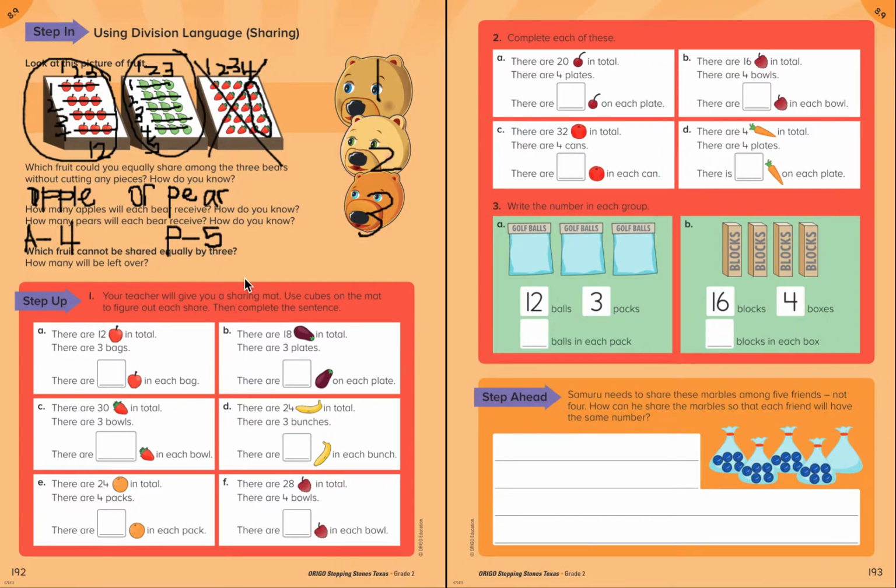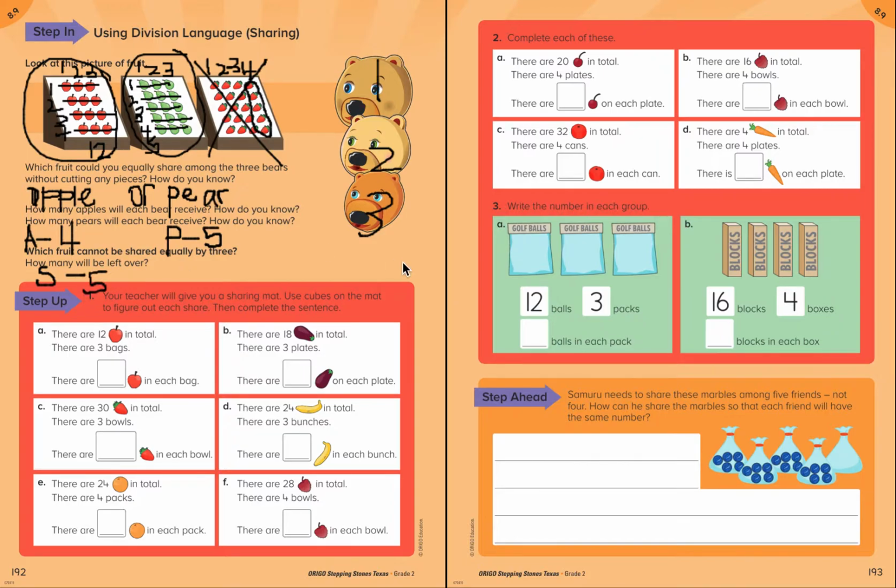Okay, the last question says, which fruit cannot be shared equally by 3? Well, where's the one that we put an X on? The strawberries. So I'm going to put an S for strawberries. And how many are left over? Well, we had 1 extra column left, and there are 1, 2, 3, 4, 5. So there'd be 5 strawberries left.